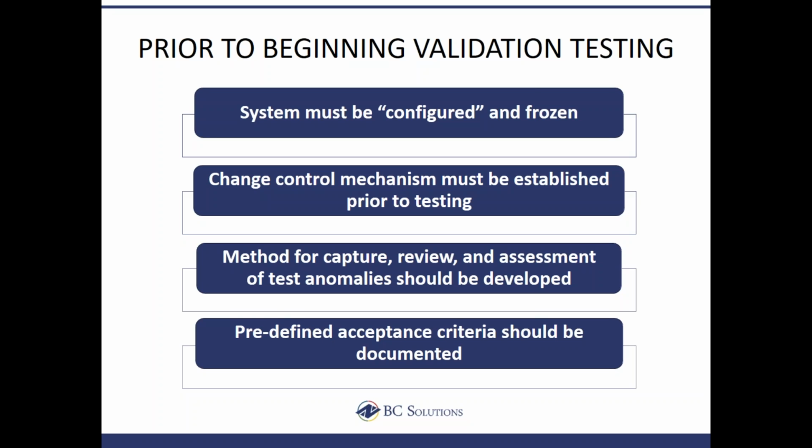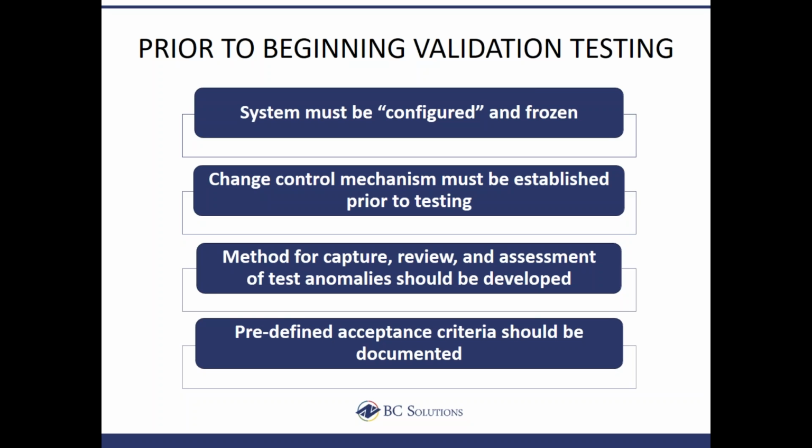Change control mechanism must be established prior to the validation testing. Again, we're making sure that you're in strict change control, so every change that's made is assessed and you'll know whether it has an impact on the validation status or frozen status of the system. There needs to be a method for capture, review, and assessment of test anomalies. That should all be developed before you start your validation testing.